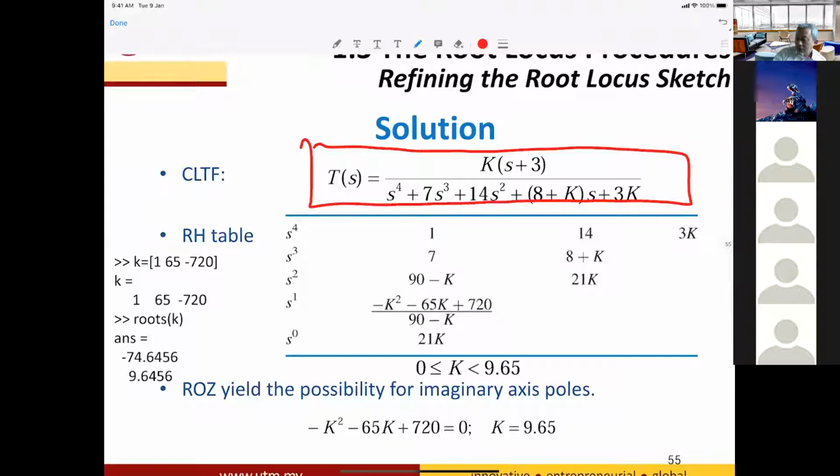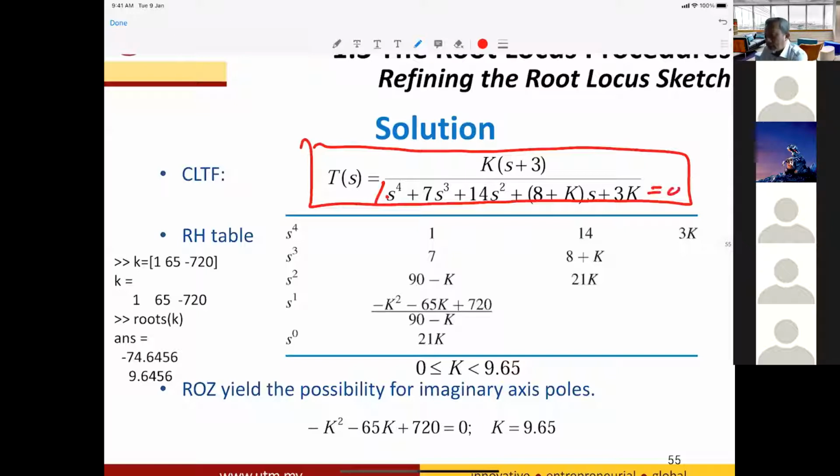So what is the characteristic equation for this closed loop transfer function? Abdul Ghani said: it is S to the 4, 7 S cubic, 14 S squared, 8 plus K S plus 3K equals 0. So that is the closed loop transfer function. You insert the values 1, 7, 14, 8 plus K, 3K, and this one is automatically 0.